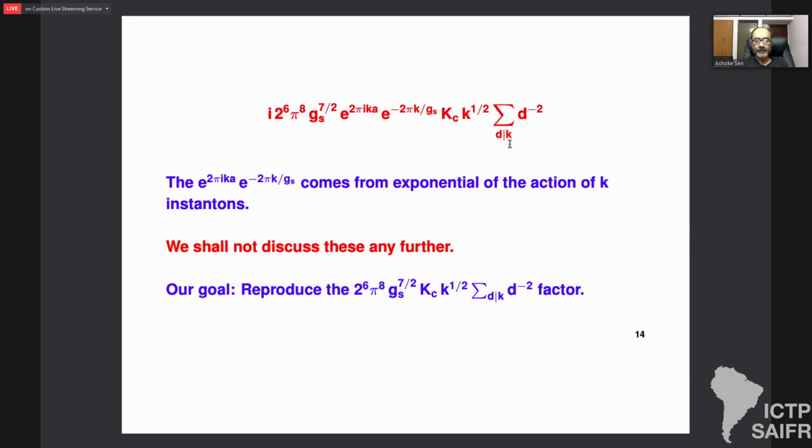So here is the same expression again. In this expression, this term, e to the 2 pi I k times e to the minus 2 pi I k by GS, comes from the exponential of the action of k instantons. And we will not discuss this term any further. That's the standard term, because the k instanton contribution will have an accompanying term e to the minus k times the instanton action, and that's what this is representing. So our goal will be to reproduce the rest of the terms that we see in this expression.